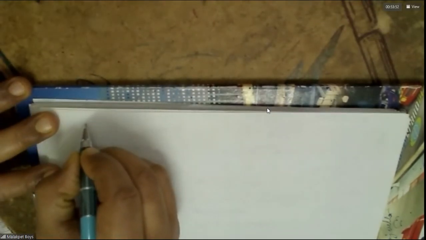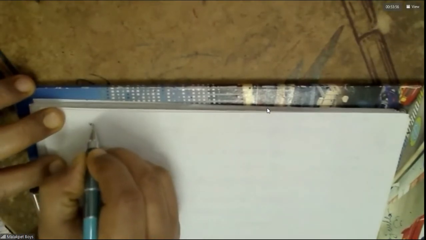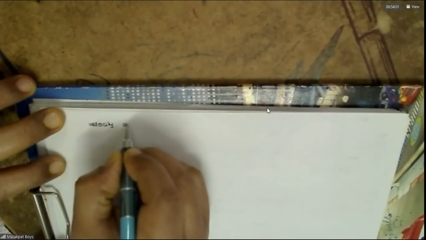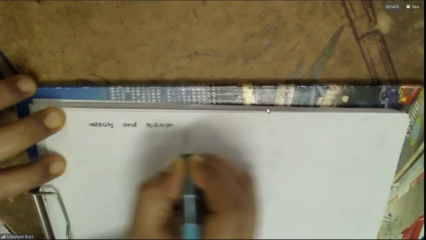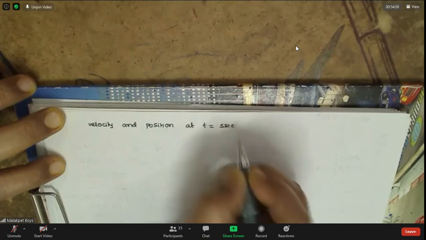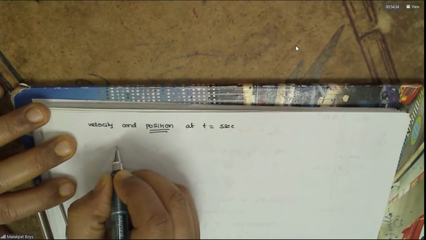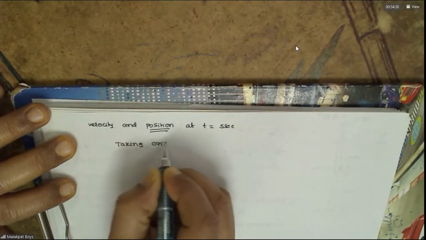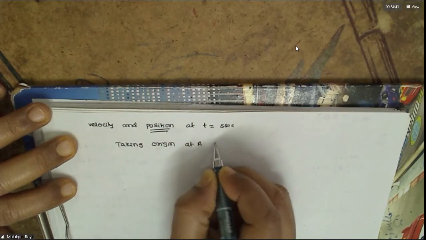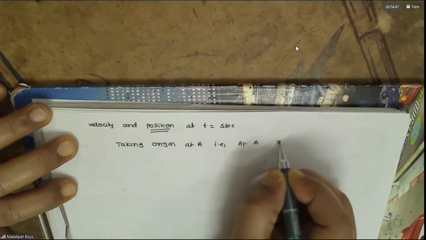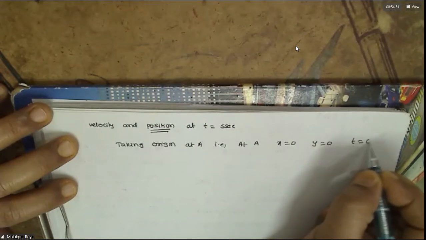See, the last one we need is velocity and position. Whenever we say position, the first question is from where? Suppose I say my residence is 8 kilometers, it is not a conclusive statement. First thing you will ask is from where? So position is always given with respect to some reference point. Here, taking origin at A, we have x is 0, y is 0.